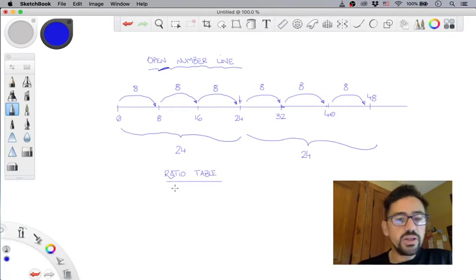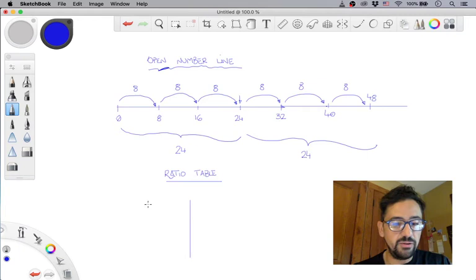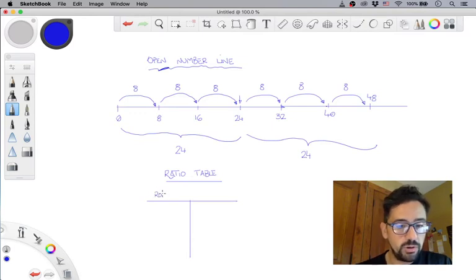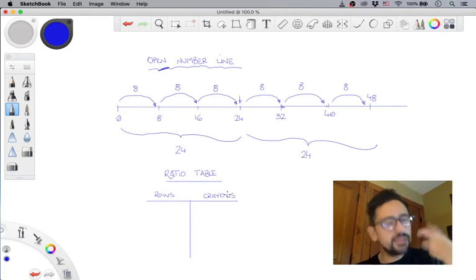Okay, so a ratio table is basically a big T. That's what I call a big T, and you'll understand very quickly why. So I write here my big T, and for example, I can write here rows, and here I can write crayons. And this model is similar to the open number line. It just looks different, but it still demonstrates how you are thinking.